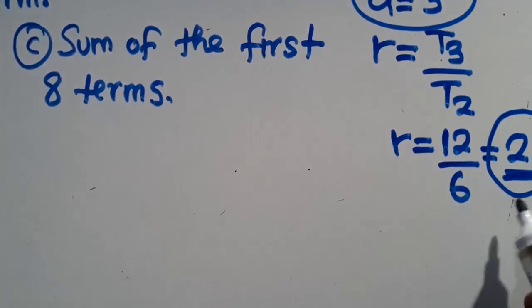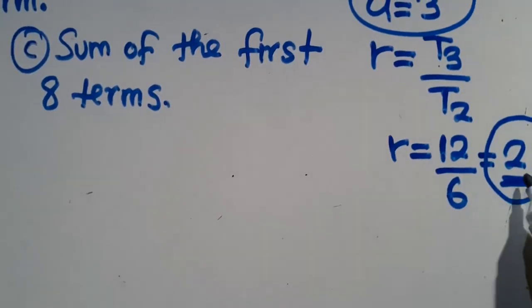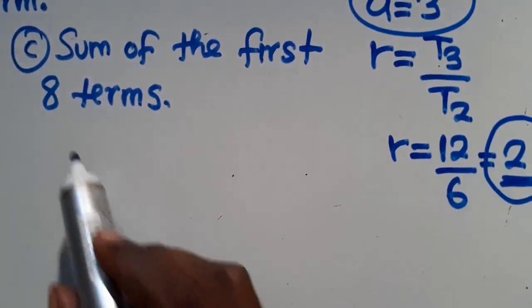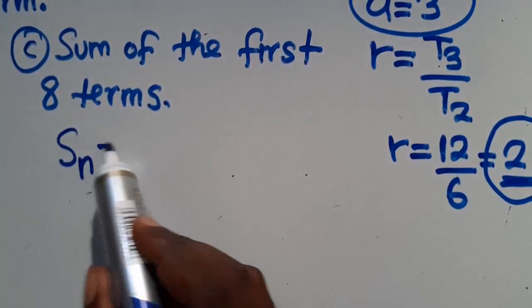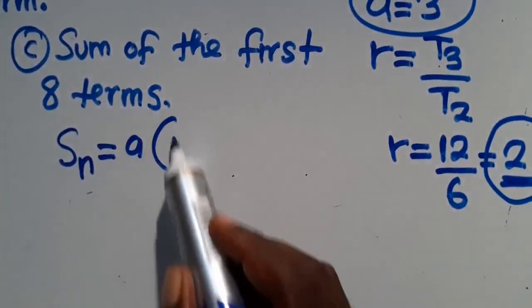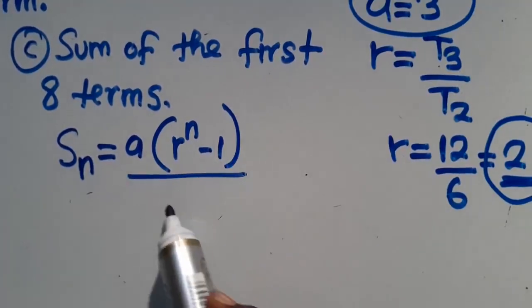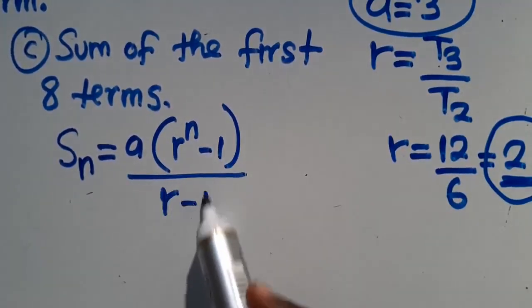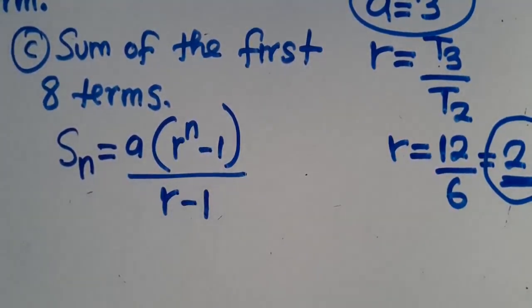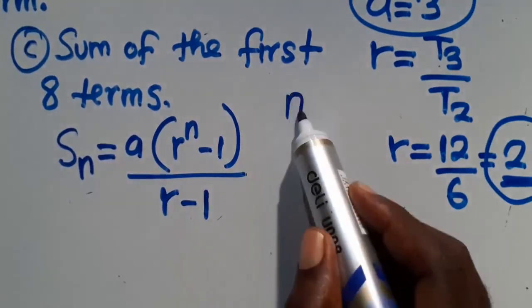So you know that on the sum of the first 8 terms, you consider the common ratio. If the common ratio is greater than 1, there is this formula that I gave you that you need to use. Say a(r^n minus 1) over r minus 1. This is what you are going to do. So this is the particular formula that you need to use. We substitute values.